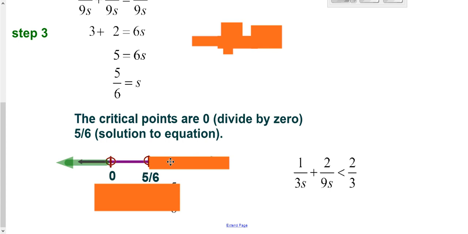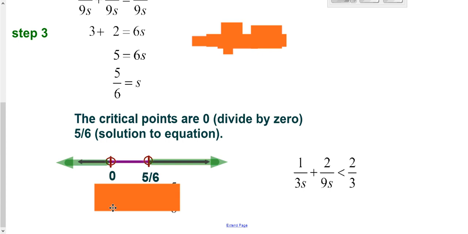I try a number to the right, like 1. So if I tried 1, I'd have 1/3 plus 2/9, and then we end up getting it so it does work. So when you plug in that 1 and add up this side, it is less than 2/3. So we have two regions in our number line that work for us. So we have to write it as two separate inequalities.